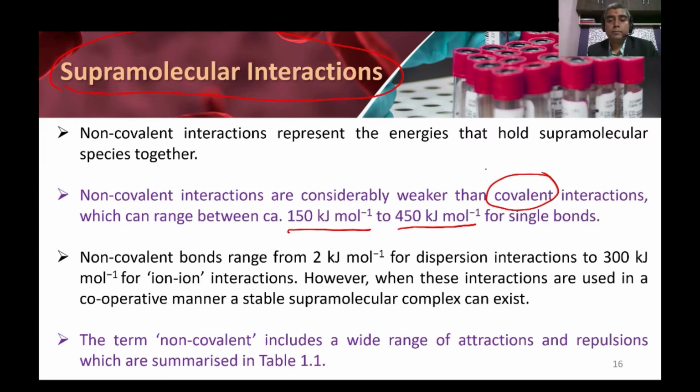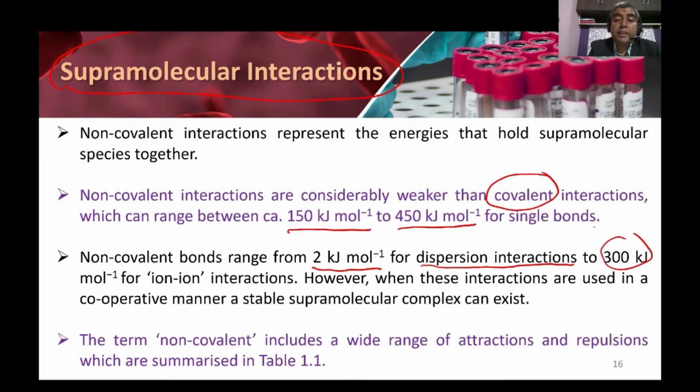Non-covalent bonds range from 2 kilojoule per mole for dispersion interaction to 300 kilojoule per mole for ion-ion interactions. However, when these interactions are used in a cooperative manner, a stable supramolecular complex can exist.